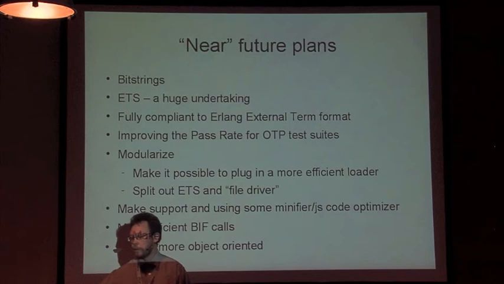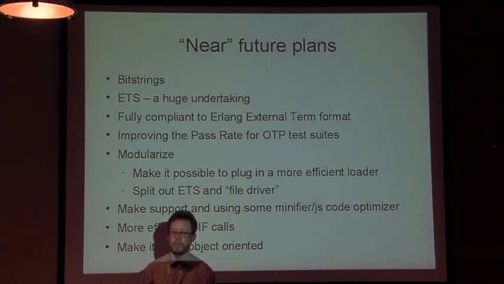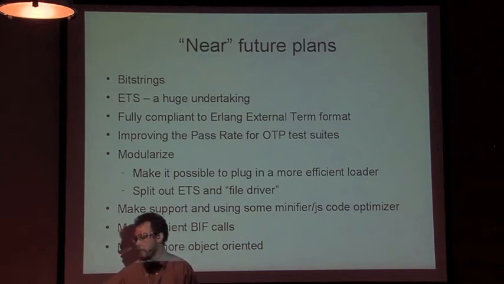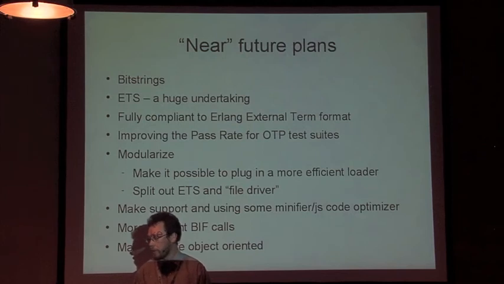Make support for Minifier or some kind of like Google Closure compiler. That would be really nice. Also some kind of pre-processing for handling the atom table and stuff like that. More efficient BIF calls, I already mentioned that. And finally, make it more object-oriented.